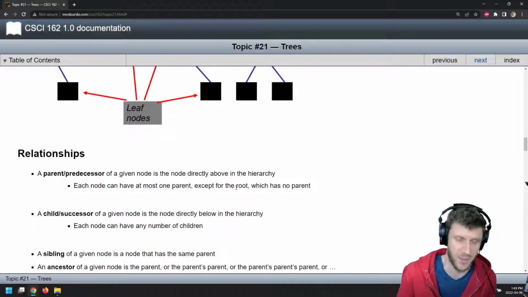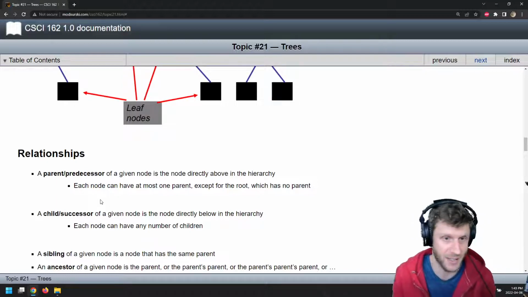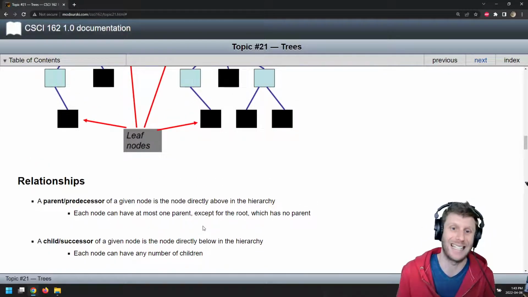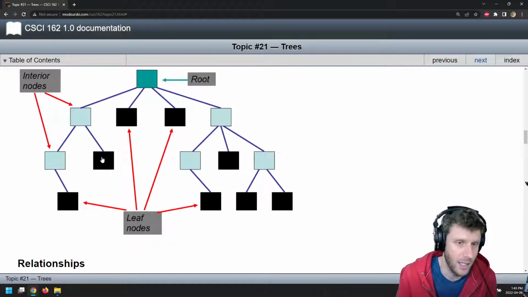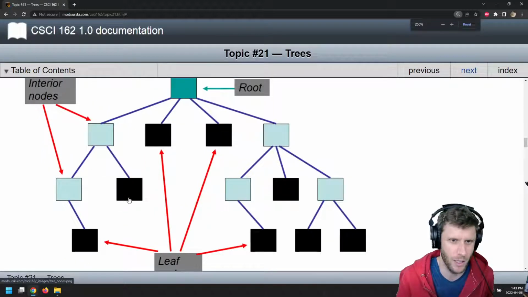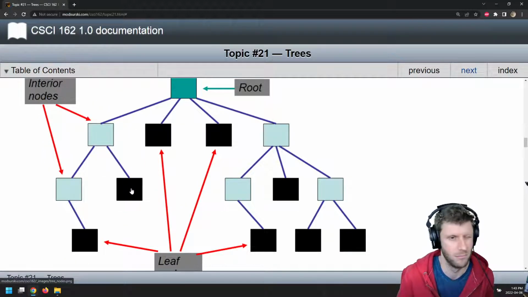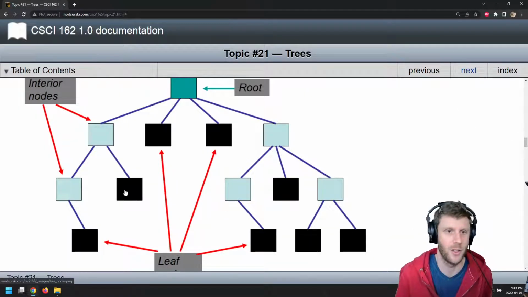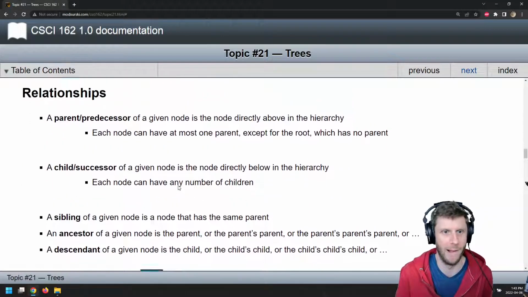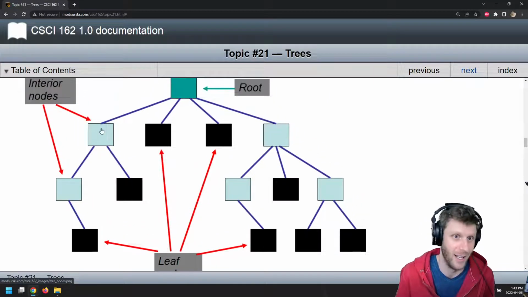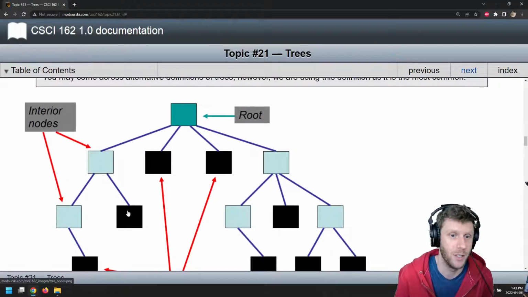Now, relationships, so relative terms. A parent or predecessor of a given node is a node directly above it in the hierarchy. Can you all see my cursor reasonably well? Okay. So this node here, its parent would be this one right here. A child would be, well, this one has 2 children, 1, 2. This root has 4 children, 1, 2, 3, 4.